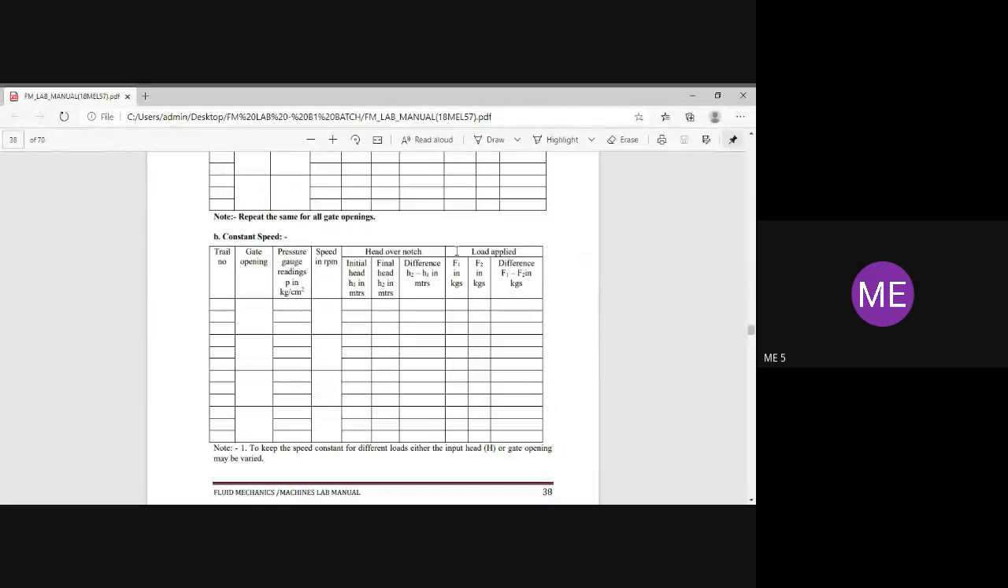Okay, these are the things you have to take. I gave readings directly, H2 minus H1. You can enter that one. Don't enter H1 directly in the tabular column. You skip these two steps. Directly you put H2 minus H1 only. This is the constant speed tabular column.